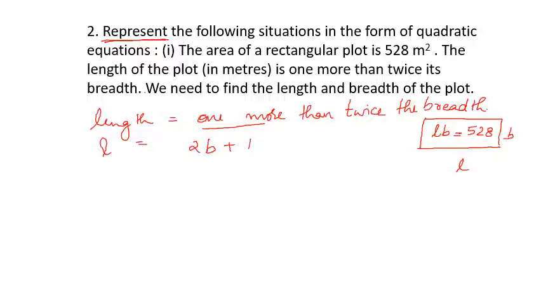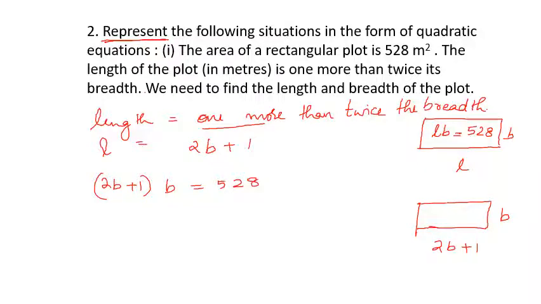So when you rewrite this, children, you will get length is equal to 2b plus 1. That is, this length is 2b plus 1 and this is b. So what will be the area now? Multiplying length and breadth, you will get what is given: 2b plus 1 into b, length into breadth is equal to 528 m².